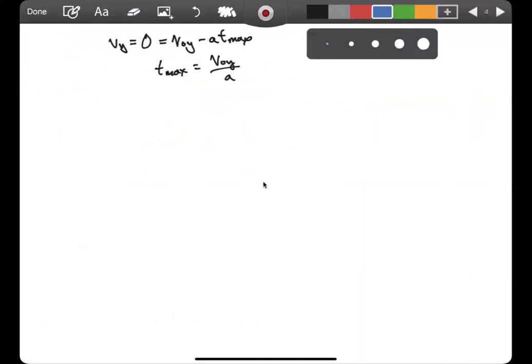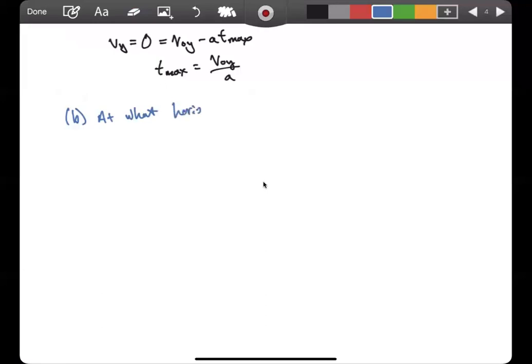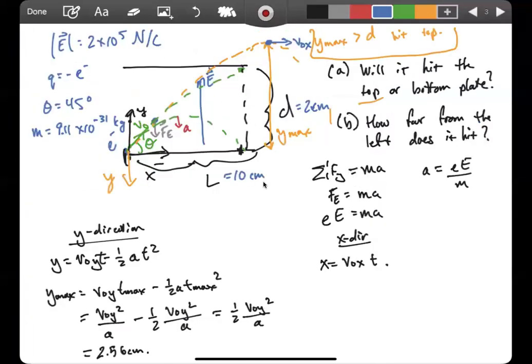So the next part of the problem again says, well, how far to the left does it hit, or how far from the left does it hit? So at what horizontal distance does it hit? So that's another way of asking the same question. So in this case, let's go back. So we know now that it's going to hit. So it's going to hit someplace like here, right?